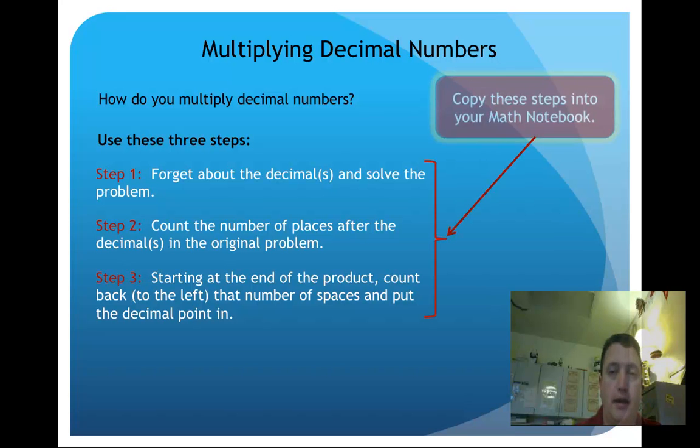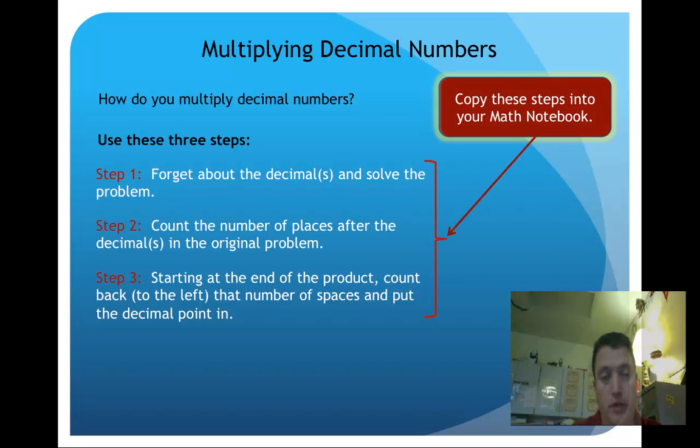Now I would like you to copy these steps into your math notebook, so you'll need to pause here and get all this copied in, and then when you're ready, press play and we'll move on.